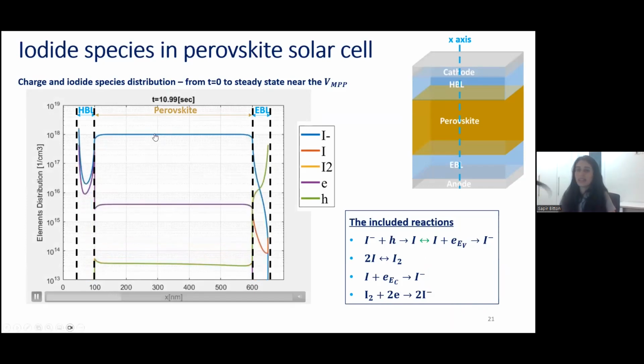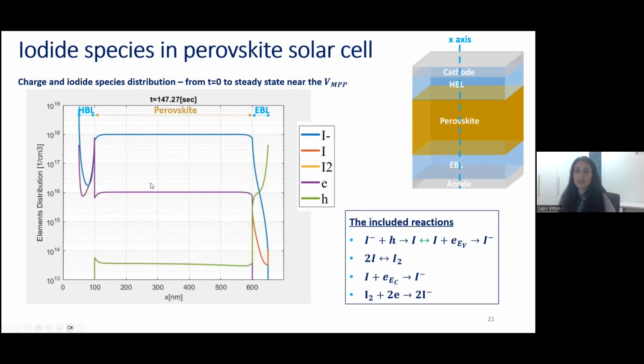So the blue line is of ions, the purple of electrons, and the green is for holes. Here we can see the hole blocking layer, the perovskite, and the electron blocking layer. So the simulated time is noted here, but the real-time scale depends on the ion diffusion coefficient. And this is an example of a device where the ions can penetrate to the blocking layers and react with other elements.